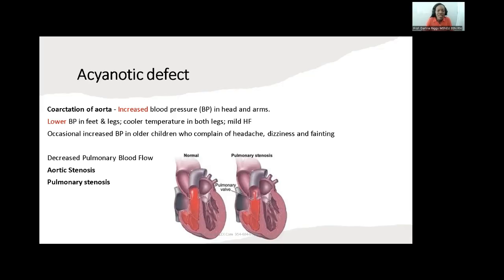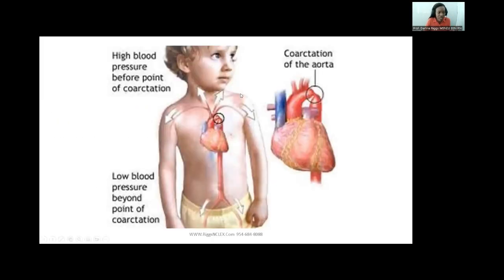So what's happening with coarctation of the aorta? Coarctation means squeezing. Okay. So there is an obstruction in the aorta. So here's a picture, those of you who are visual learners. You see how the aorta curves, right? You see the branching to the head and to the arms. The squeezing usually happens after the branching.